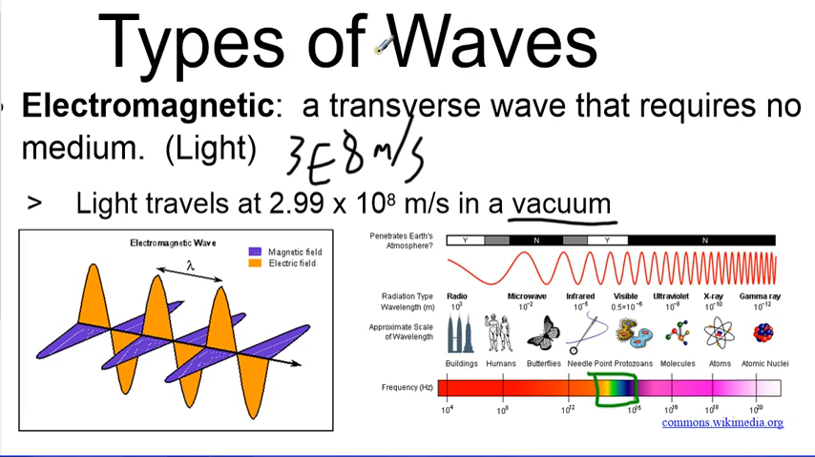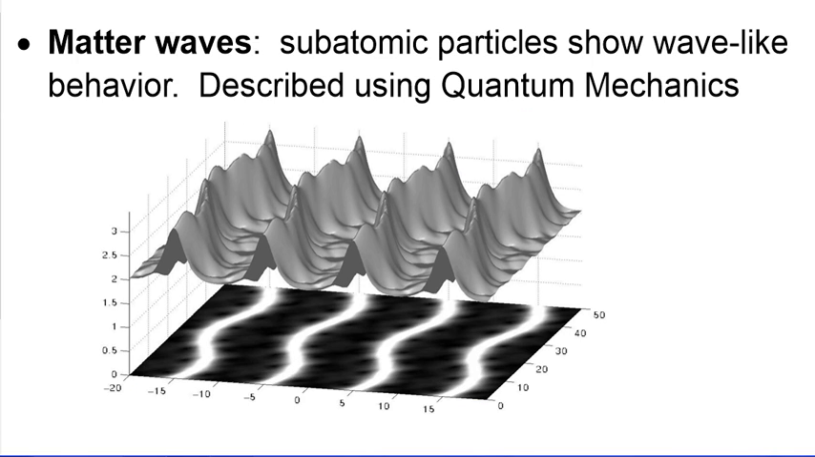Also, we give this value its own unique variable. So this is what we usually use for c, and that means the speed of light. It is a constant for us. Now, matter waves, this isn't that important. This is just to show you that there are some really interesting types of waves out there. Subatomic particles show wave-like behavior. They have a wave-particle duality, and we describe this using quantum mechanics.